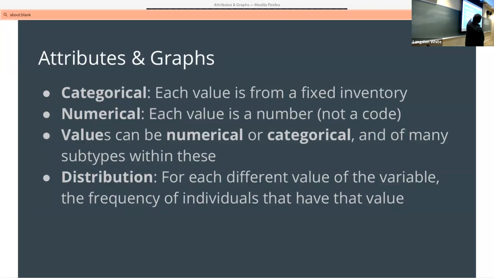Okay, so values can be numerical or categorical, and there are many subtypes within these. And so the values are like the inside of your table, right? You have the column labels, and you have the rows, and the content in the middle are the values. And then distribution is the frequency of the individuals that have that value. So in a way, it's like making a numerical thing into a categorical thing. That's what we're normally trying to do with that. So if you think of ages, ages are an ordered numeric thing, but we often want to know how the distribution is between 0 to 10 years old, 11 to 20 years old, etc. So we're kind of making categories out of the numbers. Make sense? All right.